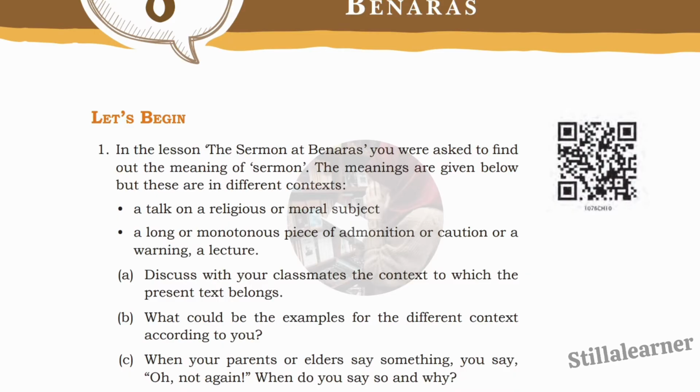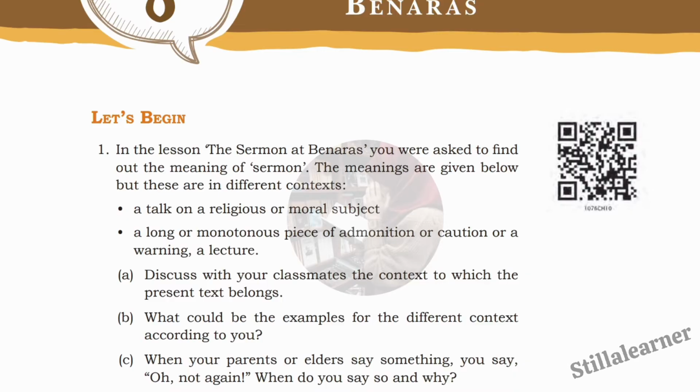So here from the lesson, The Sermon at Banaras, we are asked to find out the meaning of sermon. Actually its meaning is already given. So it has two meanings. A talk on a religious or a moral subject, or a long or monotonous piece of admonition or caution or a warning, a lecture. These two meanings are suitable for sermon, but we have to find out the correct meaning which is related to our lesson. Okay, are you getting my point?